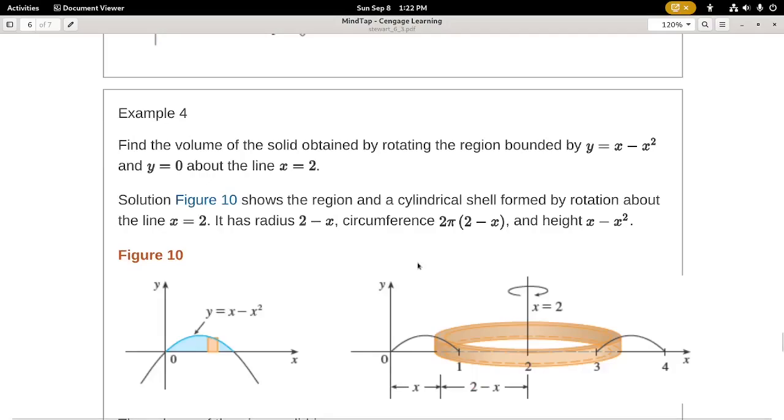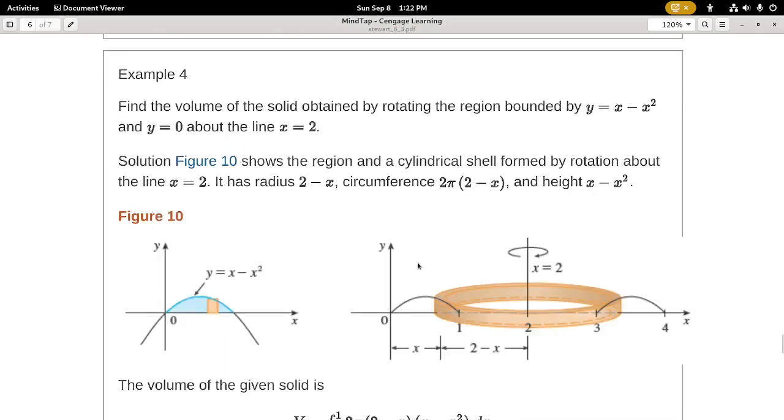Now let's look at this example. All the previous examples I was rotating about one of the axes. Let's look at an example now where we rotate about a different line. We'll see that if you just stick to the basic principles of circumference, height, thickness, and you just understand what circumference means, it doesn't matter what line you rotate about. You can still use this method and it works out well. Let's just figure out how to set it up.